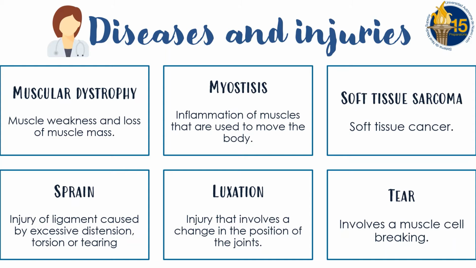It's an injury of a ligament caused by excessive distension, torsion, or tearing. Luxation. It's an injury that involves a change in the position of the joints. And the last one is tear. It involves a muscle cell breaking.